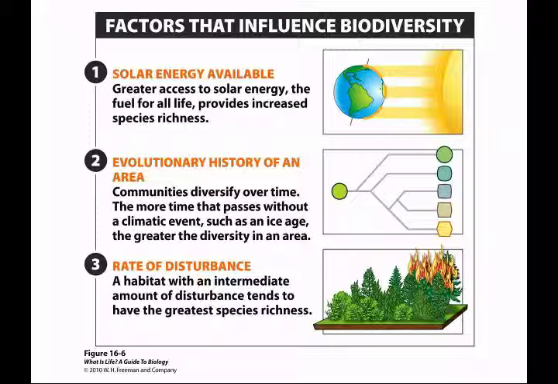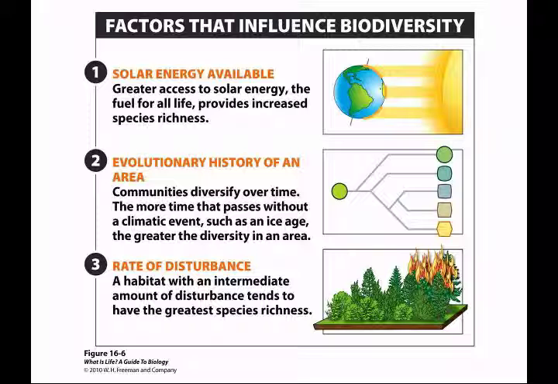And then finally, number three is the rate of disturbance. This is basically those factors that occur independent of the density. So when we see things like forest fires, when we see things like tsunamis, where we have some kind of force that goes in and destroys a community, it then allows for new species to come in and inhabit, and for the species to generally increase in diversity over time.